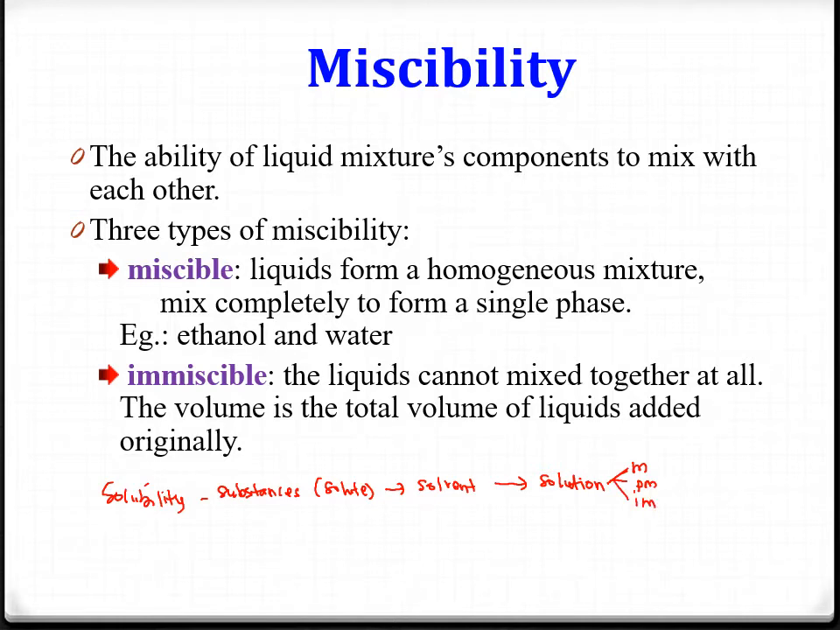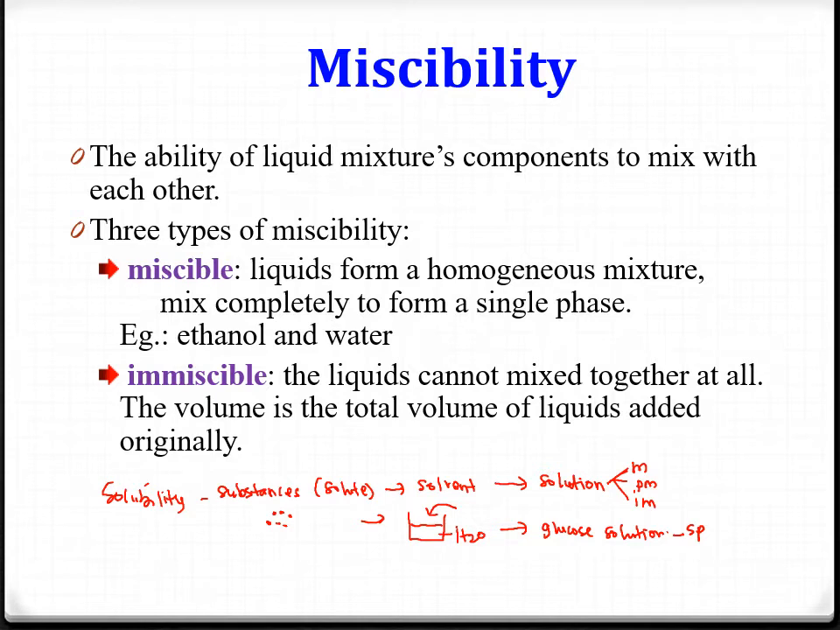A simple example, let's say we want to prepare a glucose solution. We have a solute, solid glucose, and then dissolve it in a solvent, which is water here, and we will get the glucose solution. The glucose solution forms a single phase, as all the glucose will dissolve completely in water, forming a homogeneous mixture.